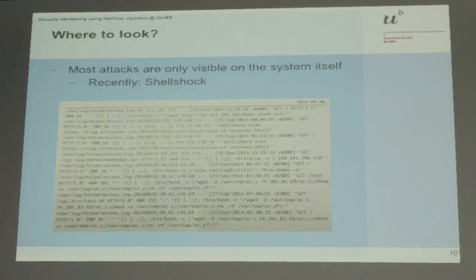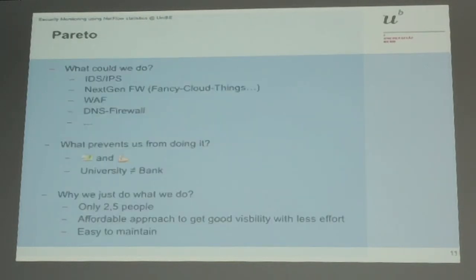Most attacks are only visible on the system itself, like recently Shellshock. I think you gave me this paper, Mikael. It's an extract from the Apache log. As you can see, they tried to exploit the Shellshock bash vulnerability. So what does this information tell us? It's crucial to know from which information you can get the information you need to create the offense. Something like that.